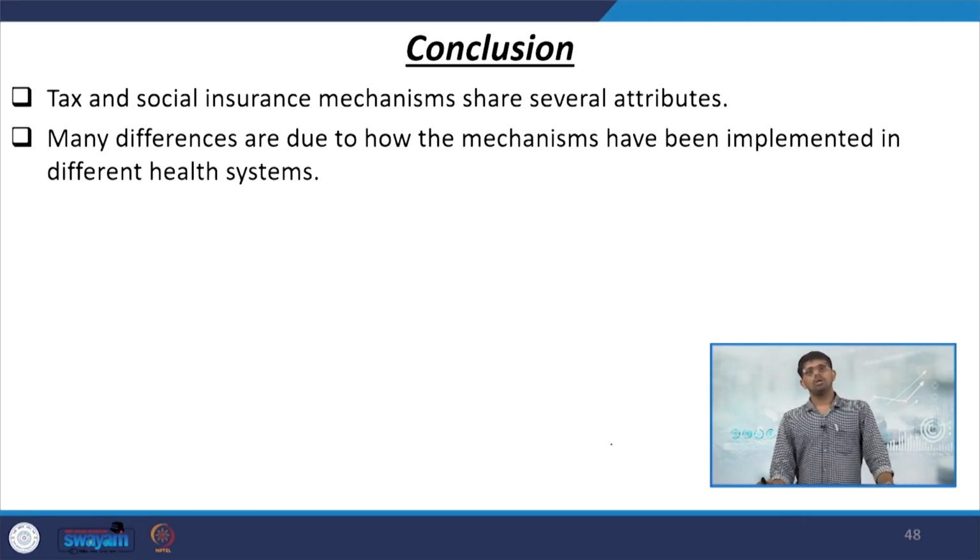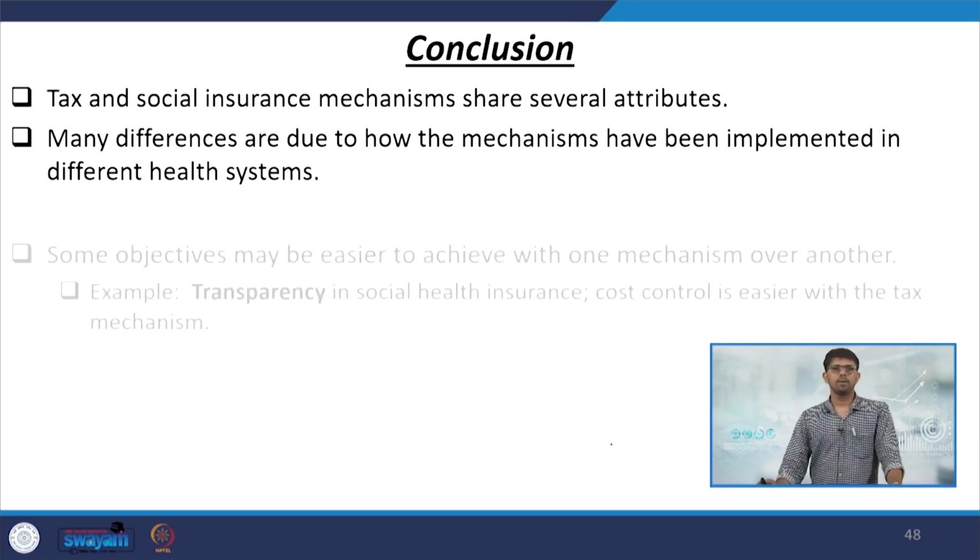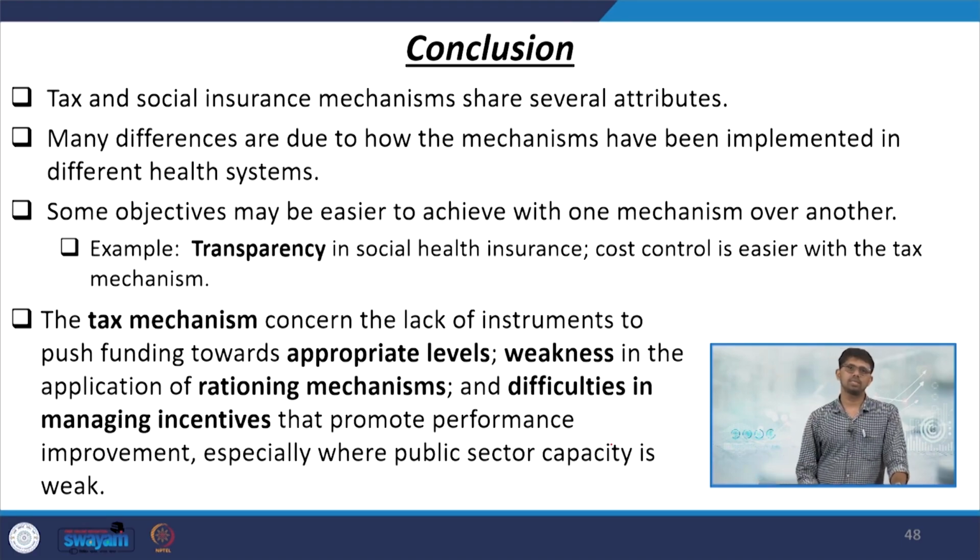So, now I am going to summarize all these things and clarify what we discussed. We tried to discuss and assess the social tax and social insurance mechanisms for a robust health system. We emphasized all those indicators. We tried to derive the differences. Many differences are in fact due to how the mechanisms have been implemented in different health systems, and some objectives may be easier to achieve with one mechanism over another.